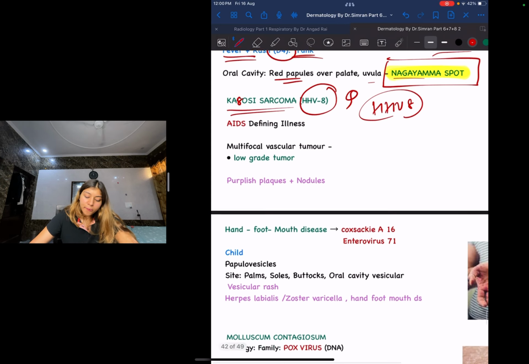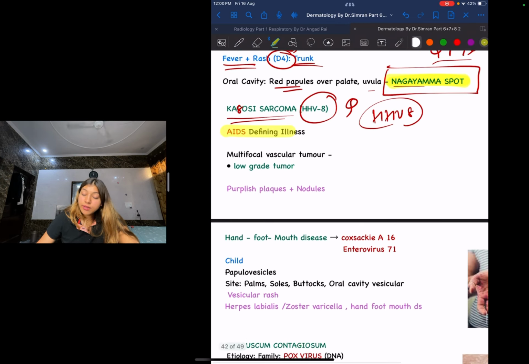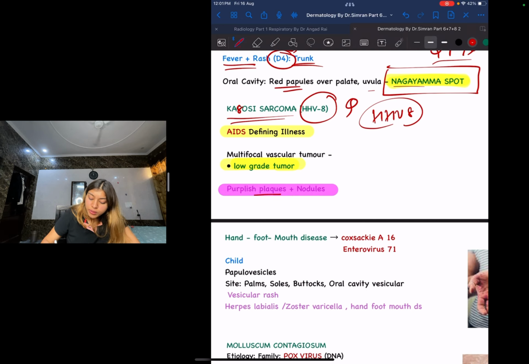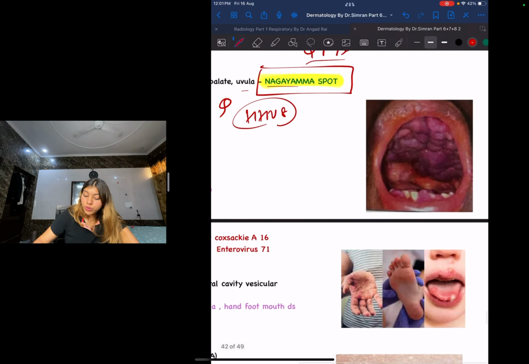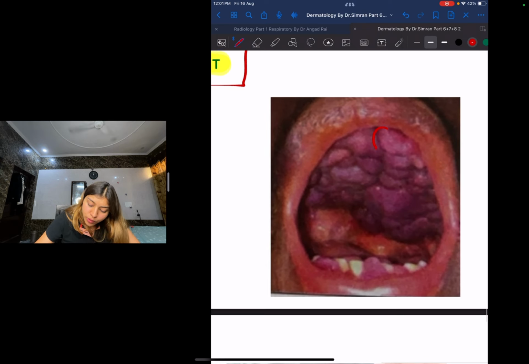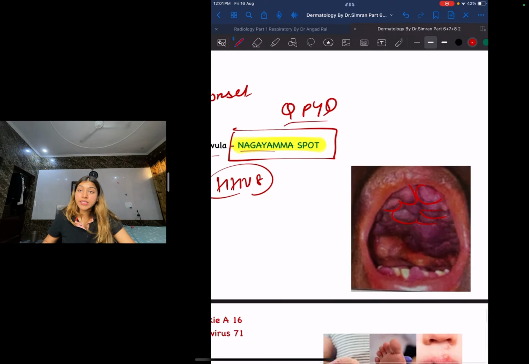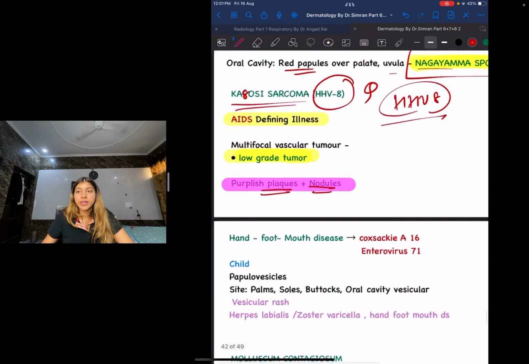Okay. Next, what you guys need to remember is that it is an AIDS defining illness. Again, it is multifocal, but guys, this multifocal tumor is a low grade tumor. And another very, very important thing that you need to know is that they are going to have purplish plaques and nodules. Let us look at this. Look at the oral cavity. You guys can see these beautiful purplish plaques and nodules present over here on the palate. So that is what you need to know about Kaposi sarcoma, AIDS defining, and very important, HHV8 is the one that causes this.